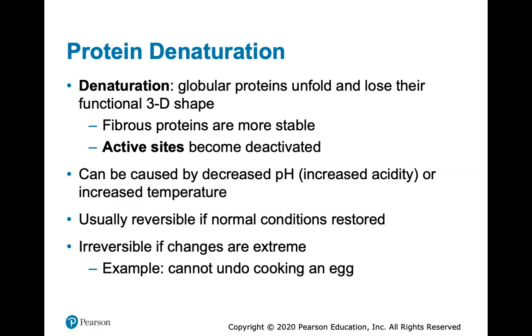This can be caused by acidity. So if you have a decrease in pH or an acidic environment, that can denature or deactivate a protein. It can also be caused by an increase in temperature. So extremely hot temperatures can denature proteins. It's usually reversible, so the protein can go back to being active if normal conditions are restored, but it is irreversible if changes are very extreme. An example of that is you can't undo cooking an egg, you can't put an egg back in the shell.